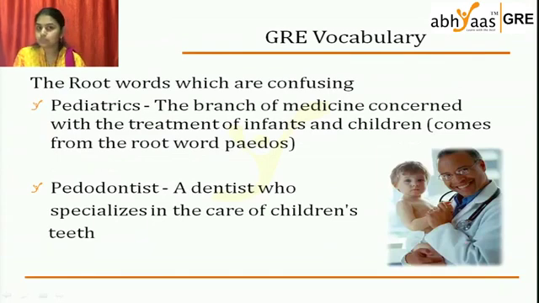Now we learned so many words, but we also learned that we shouldn't associate a few words with a few things only. For example, I have this word pediatrics here. We know a pediatrician is a doctor who deals with children's health. In this word pediatrics, ped is a root word related to children, child. Iatrics is a root word related to medicine. So together pediatrics is a branch of medicine concerned with the treatment of infants and children. The other word, pedodontist: see, here pedi is there and here pedo is there, a slight difference in spelling. A pedodontist is a dentist who specializes in the care of children's teeth.